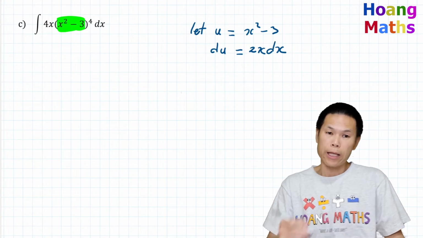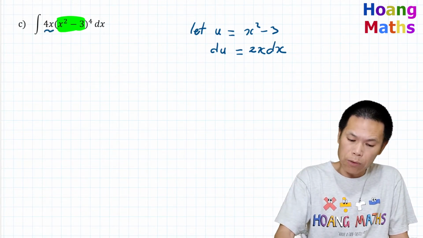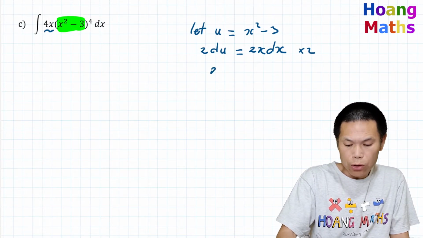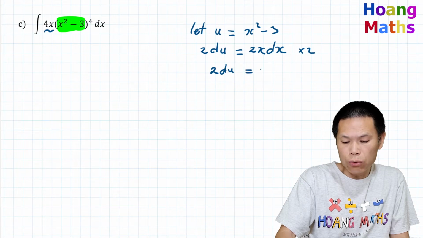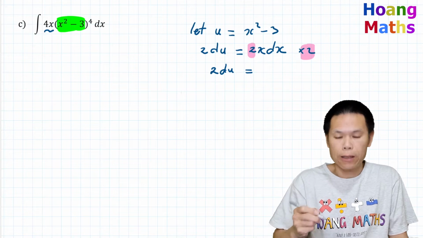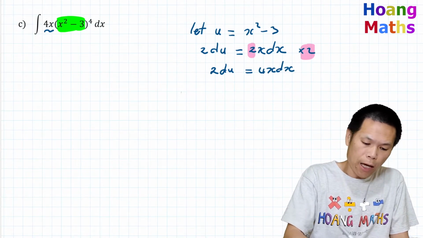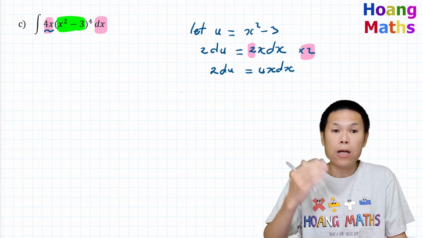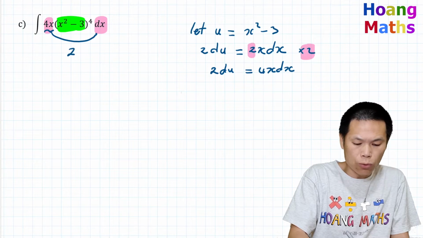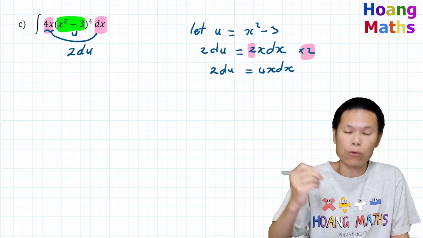So there you go. Then if you think about it, this is 4x. To make it 4x, we multiply this by 2 and we multiply this by 2. So 2 du is equal to 2 times 2, which gives me 4x dx. In other words, these two together give me 2 du. This combined becomes 2 du, and then this is u, and power 4 means u to the power 4.